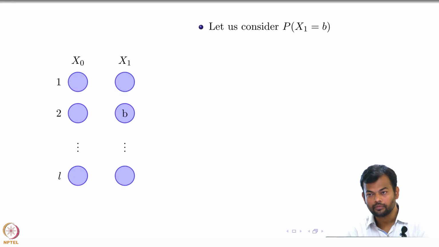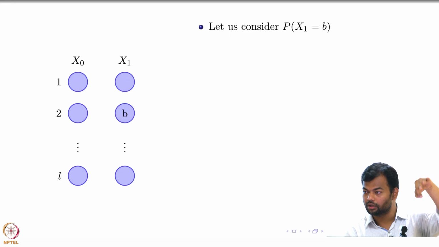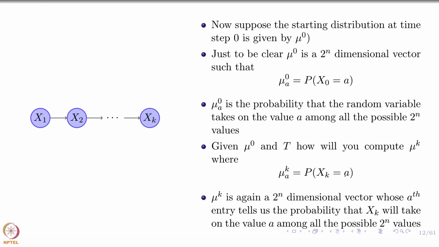Now let us consider x1. Our first time step was x0. Now I am at x1, and here's my question, I'll just repeat it. Someone has given me mu 0. Someone has given me the transition matrix, and now I'm interested in mu k in general, but specifically I'll start with mu 1. I want to find out what is mu 1, what's the distribution over these 2 raised to n values at time step 1. That's what I'm trying to find out.